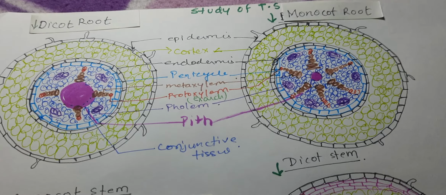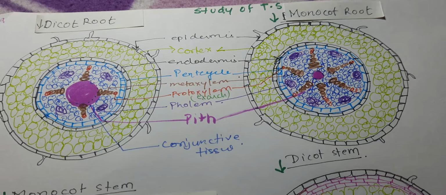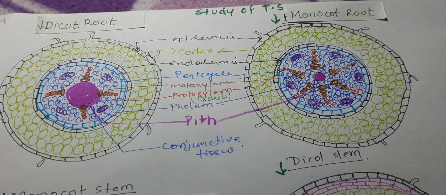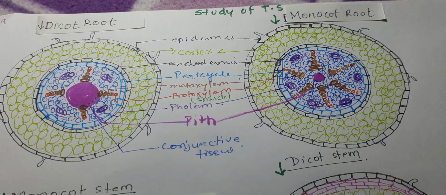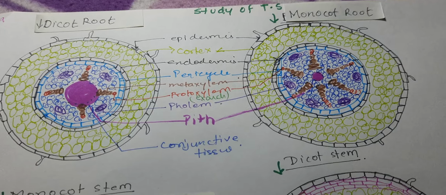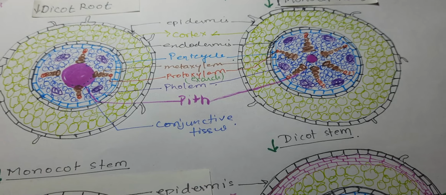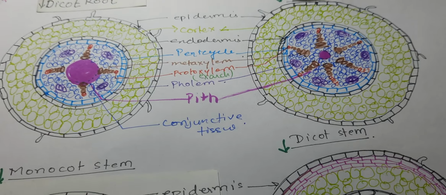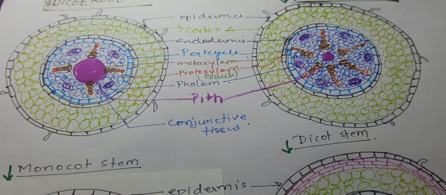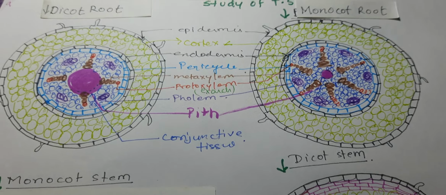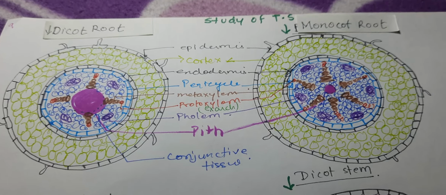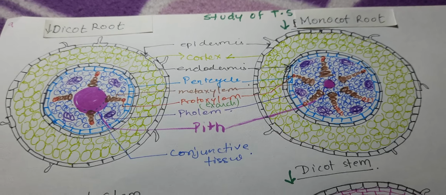Okay, and you will see the size of pith is very prominent in dicot, whereas in monocot it is very small. And then there are certain tissues which are present between the vascular bundles, called conjunctive tissues, and pith is located at the center. So this is what you will see in the transverse section.